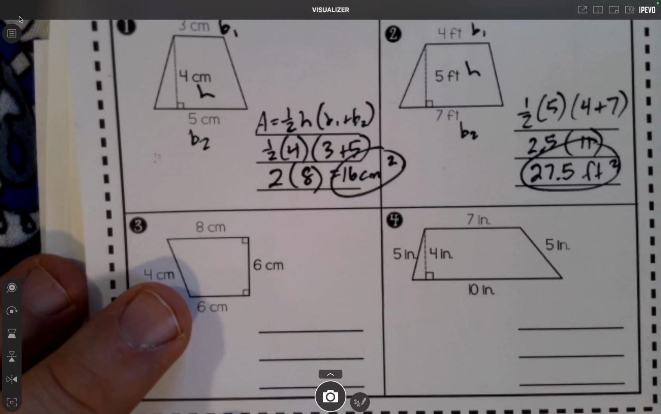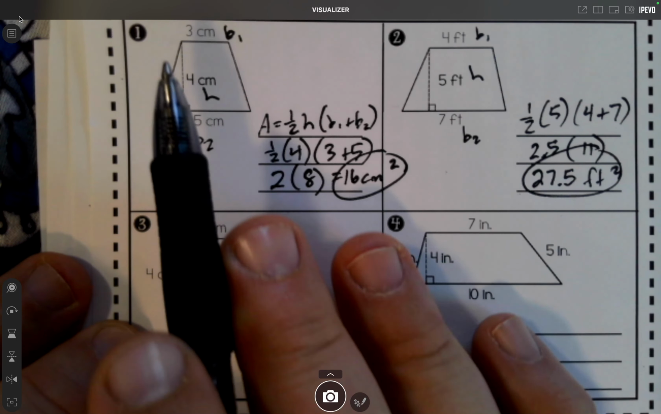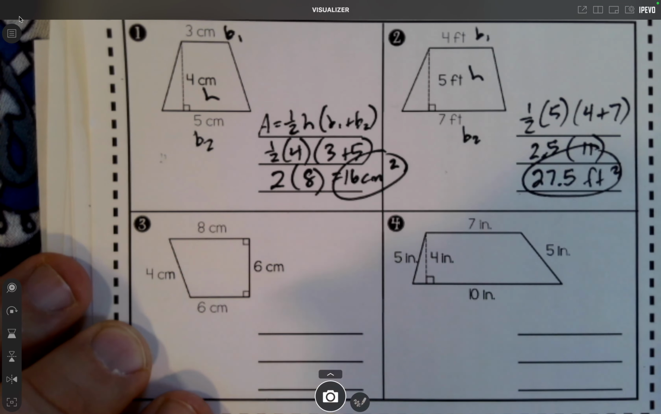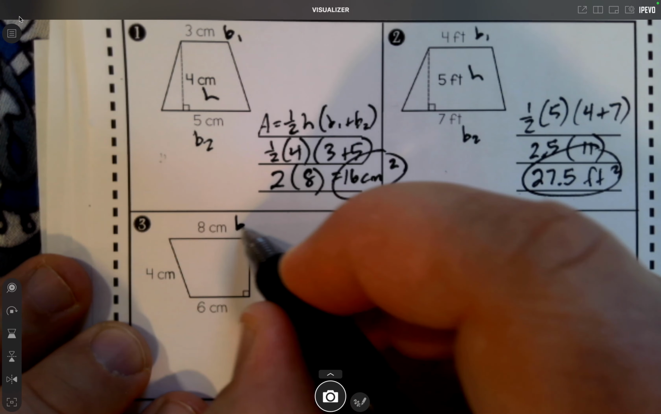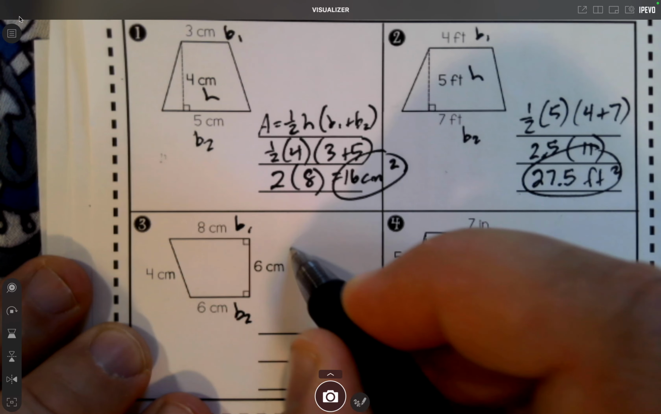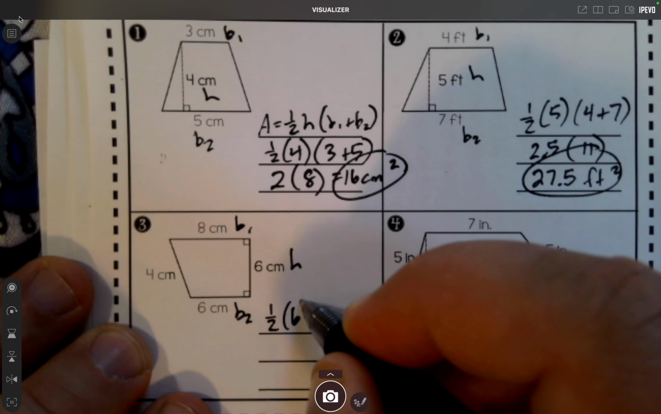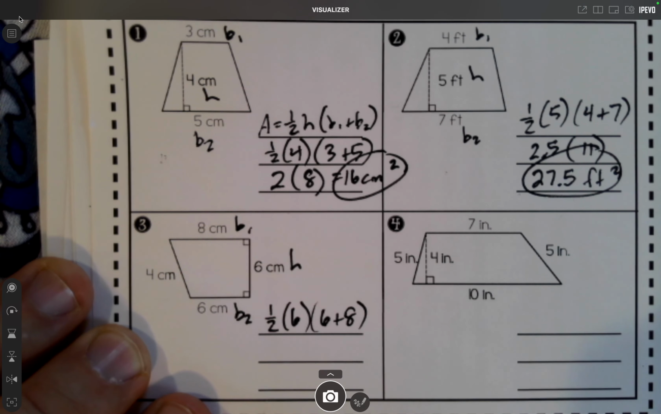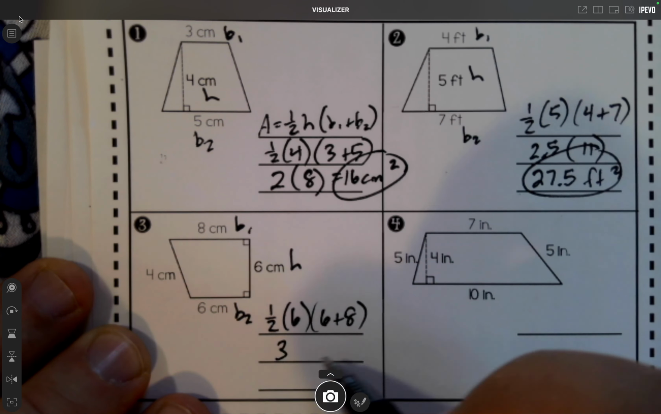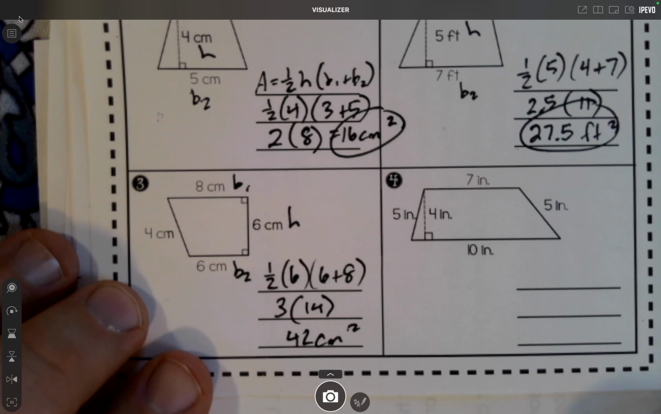Okay, here we got to make sure we know which are the bases, which are the heights, because this time they give us 4 numbers, not just 3 like they did up here. So the 2 parallel sides are the bottom and the top. So this is my base 1, this is my base 2, and this is my height. So I'll do 1/2 times the height, which is 6, times base 1 plus base 2. Half of 6 is 3. 6 plus 8 is 14. So we get a total of 42 square centimeters.